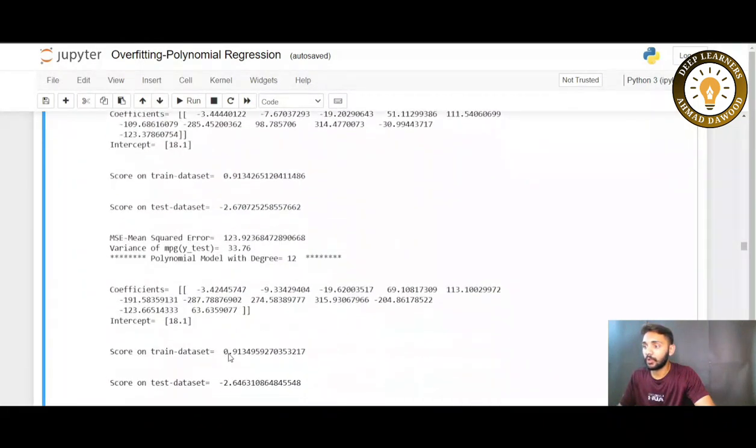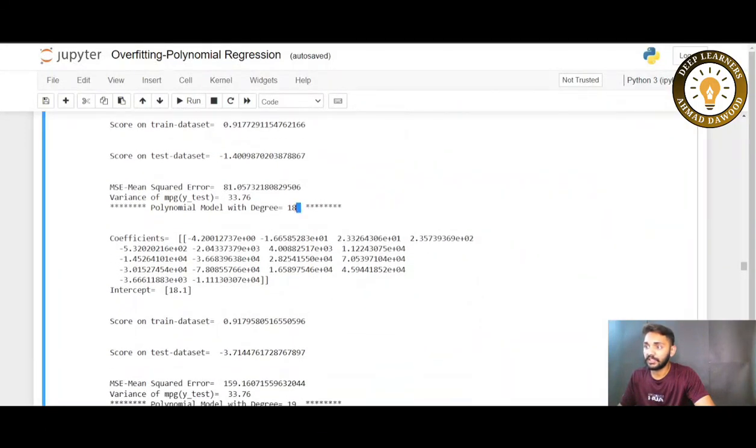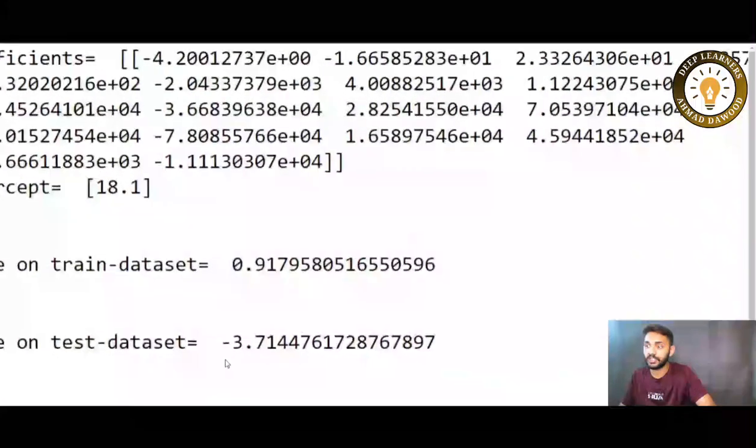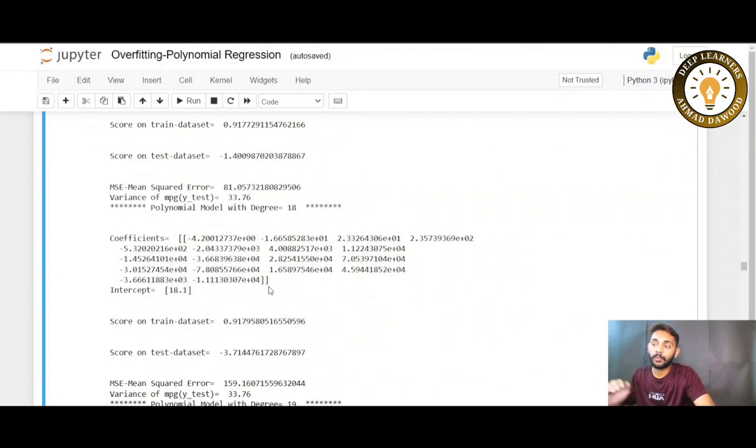When we move further, let's say to polynomial degree equal to 18, the polynomial model with degree 18 has a score of 0.91 on the trained data points, but it has decreased the score too much on the test data points, and it becomes less than 0. Here you can see the score becomes less than 0, -3 something. As the complexity of the model is growing, the model is learning the data points very well and becoming weird on the test data points.